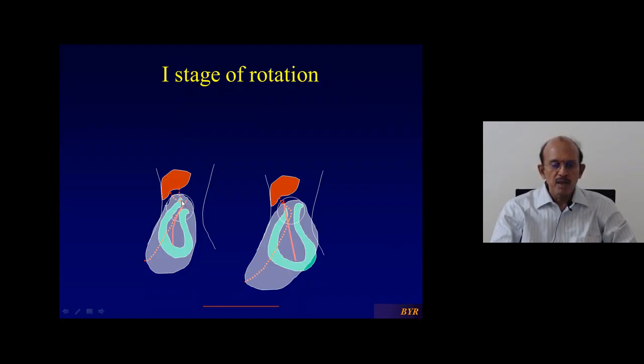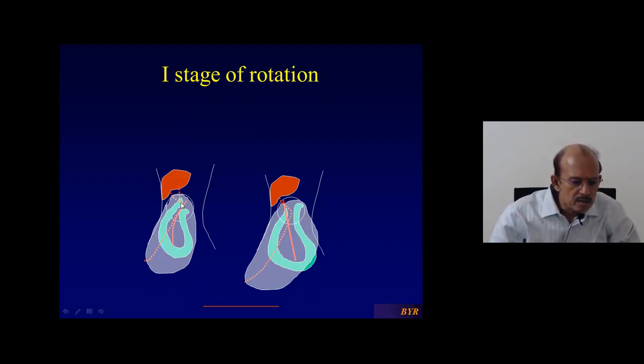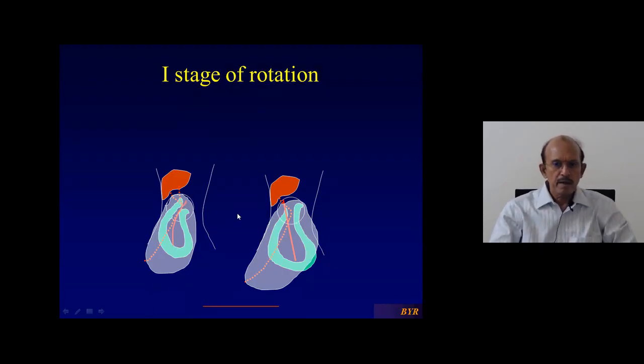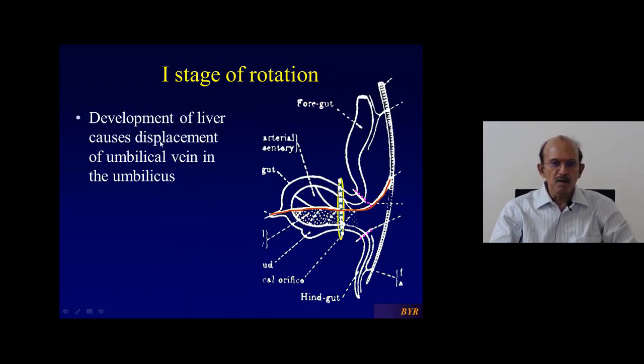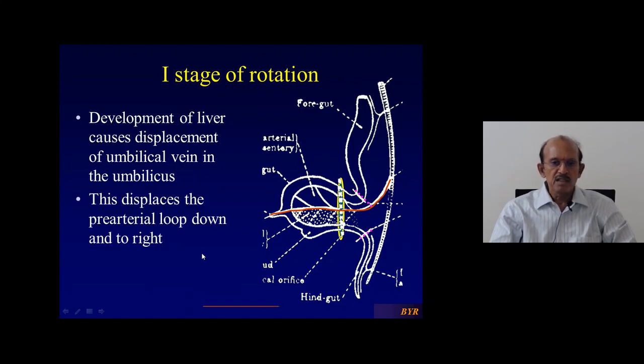So now the pre-arterial loop, which is at 12 o'clock, is now turned to 9 o'clock. The post-arterial loop, which is at 6 o'clock, is now turned to the 3 o'clock position. So this is the first stage of rotation. Development of the liver causes displacement of the umbilical vein in the umbilicus. This displaces the pre-arterial loop down and to the right.